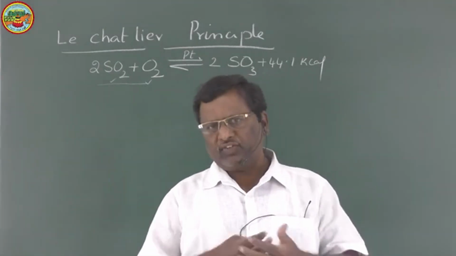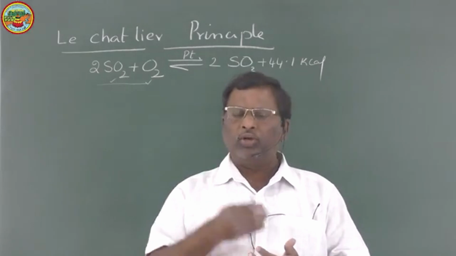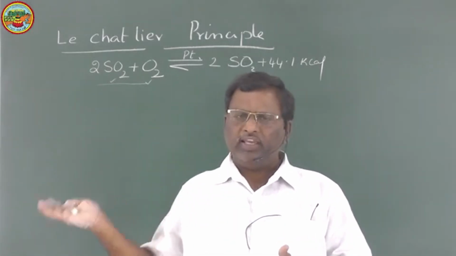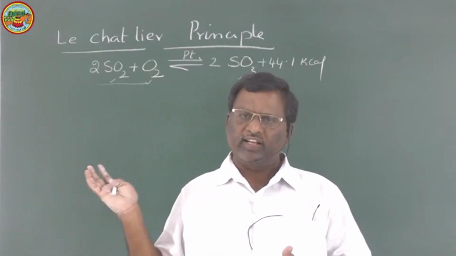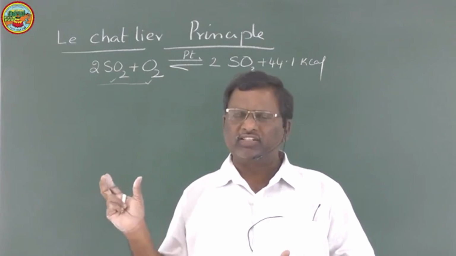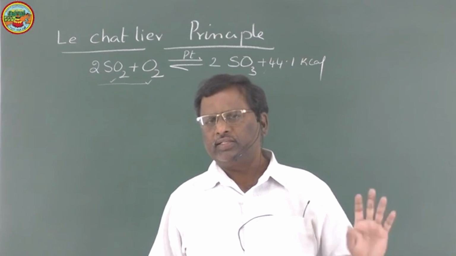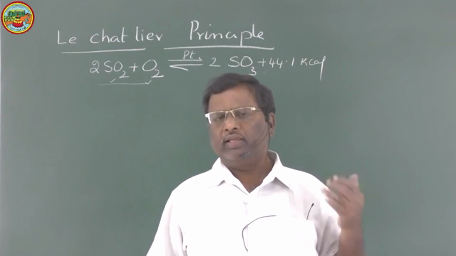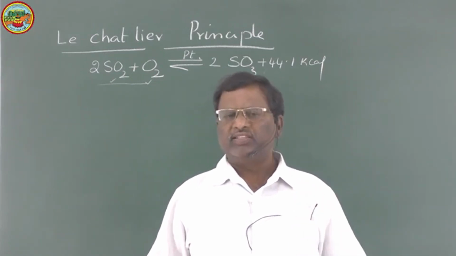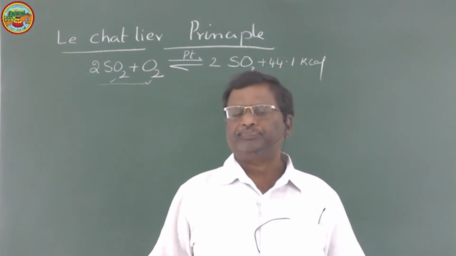So, with respect to concentrations, to produce more SO3, time to time, the sulfur dioxide and oxygen concentration should increase in 2:1 ratio, and SO3 must be decreased or removed from the container time to time. This is the effect of concentration.